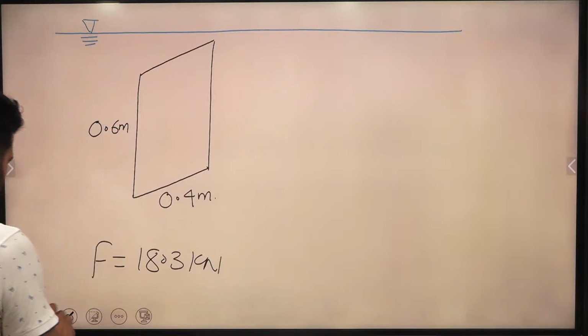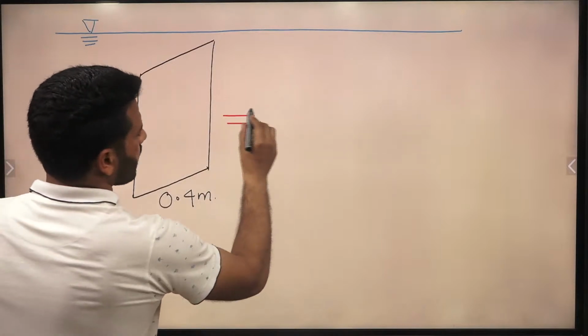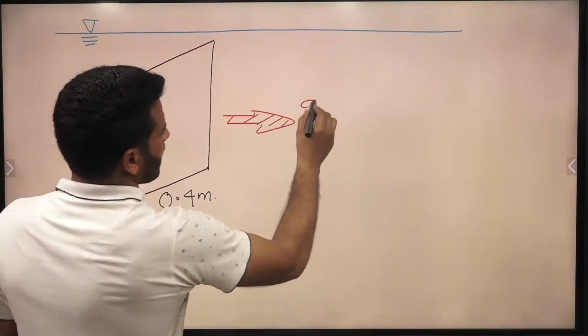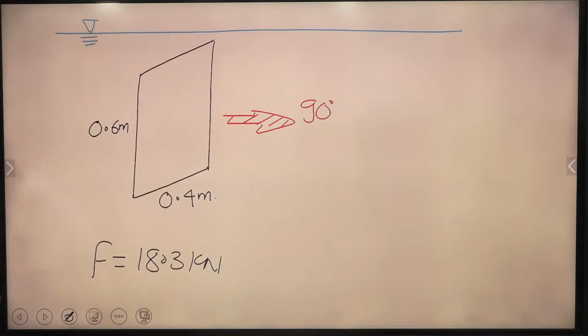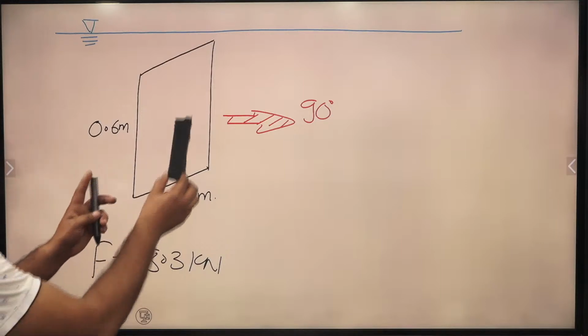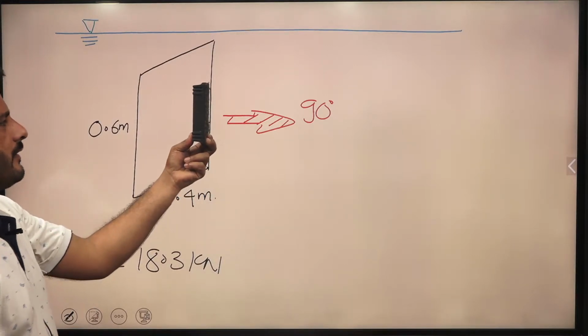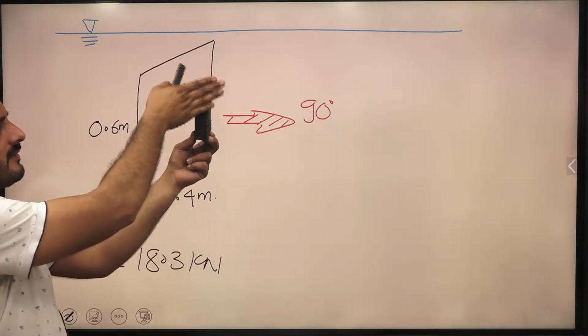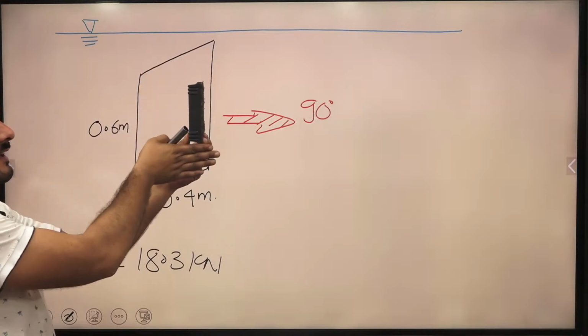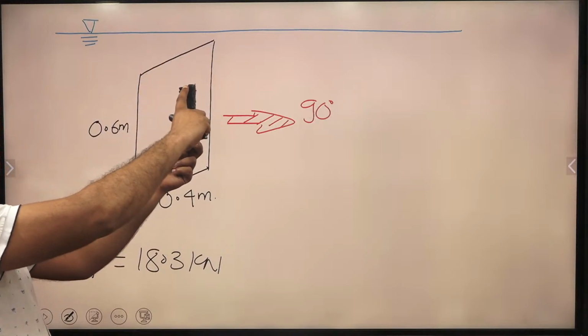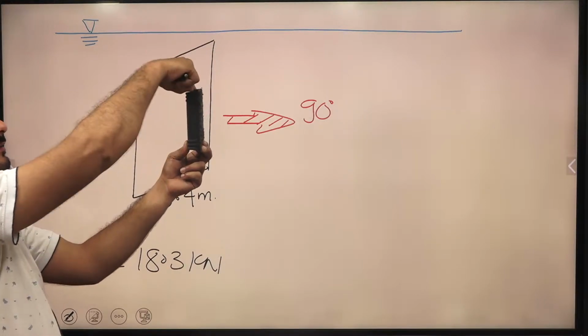Now he is saying if we rotate this plate by 90 degree, so just turn this plate by 90 degree. What will happen? Initially the plate is like this one, guys. The vertical face, or the longer side, is vertical. This is 0.6 meter, and this one is 0.4 meter.